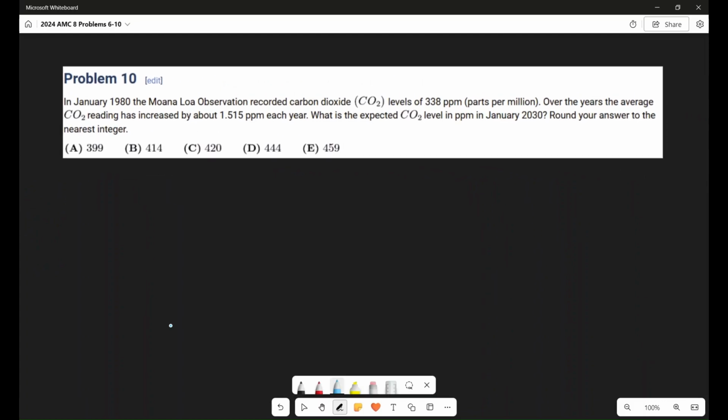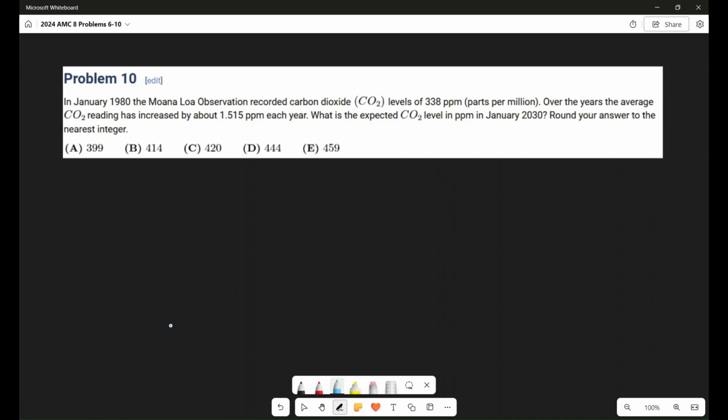Problem 10. In January 1980, the Mauna Loa observation recorded carbon dioxide levels of 338 parts per million. Over the years, the average carbon dioxide reading has increased by about 1.515 parts per million each year. What is the expected CO2 level in parts per million in January 2030? Round your answer to the nearest integer.